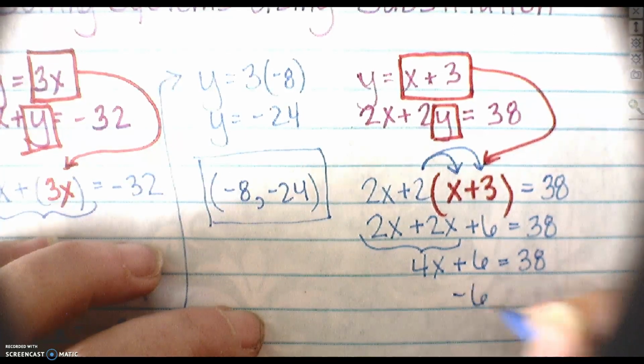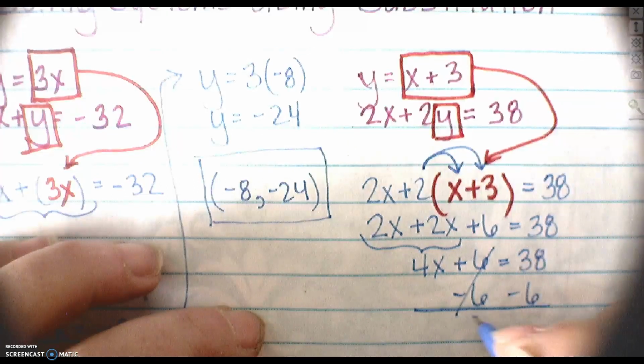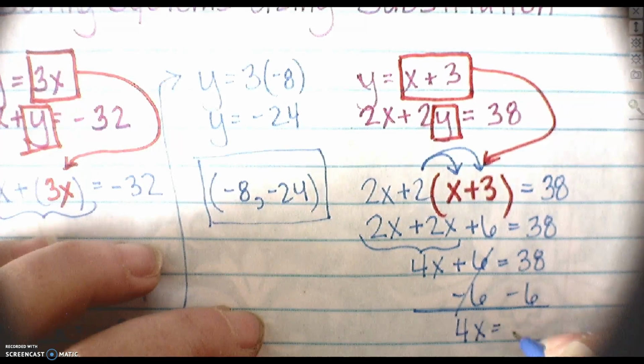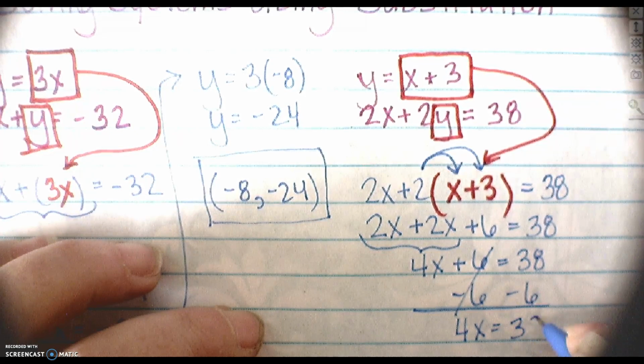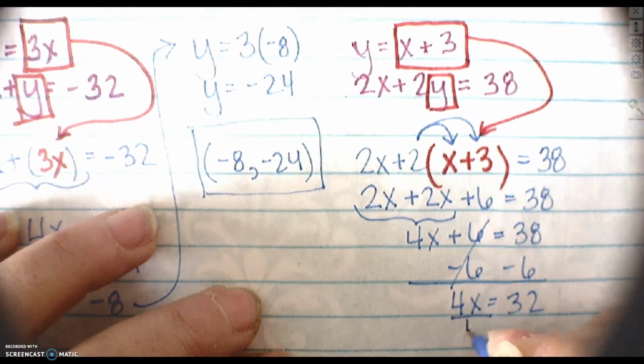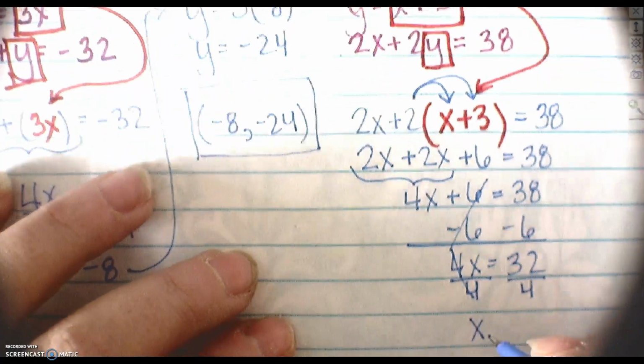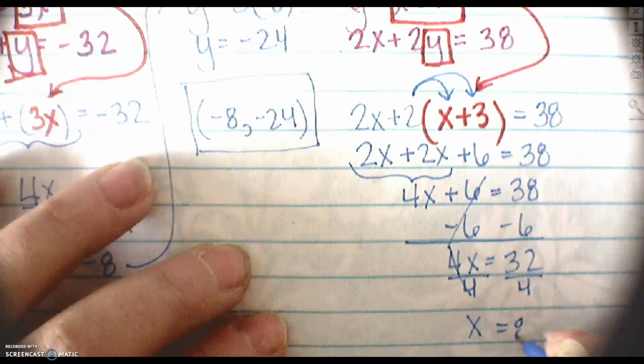Let's get rid of our 6 by subtracting it from both sides of the equal sign, which gives me, bringing down my 4x, 38 minus 6 is 32. And finally, let's divide away our 4, leaving us with x equals 8.